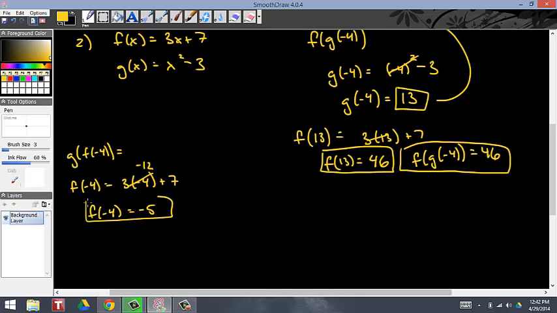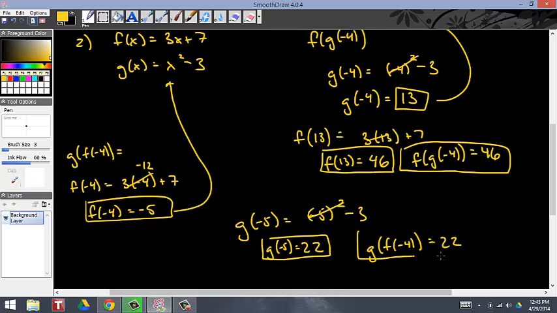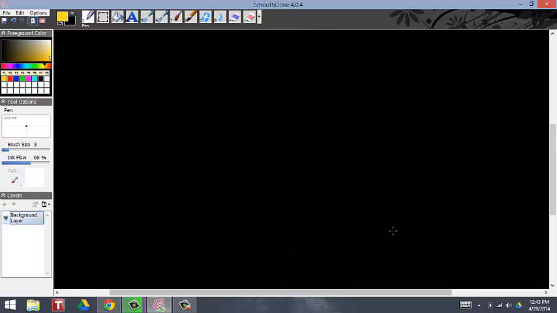From here, I take this value and pump it back into g. So I get g of negative 5 is equal to negative 5 quantity squared minus 3. So that's 25 minus 3, 22. So g of negative 5 is 22. Now that's your answer. Again, or you could have written it the original way. g of f of negative 4 is equal to 22. Either one of those answers would have worked. Okay? I think that's pretty simple. So that's the first section of problems.